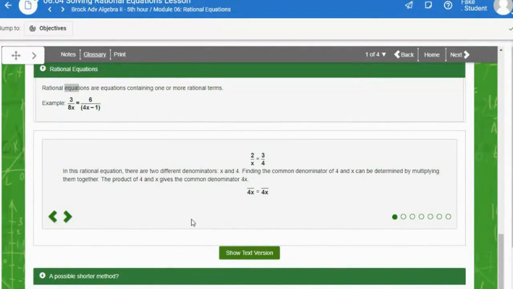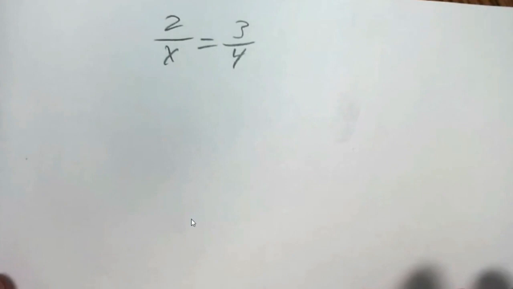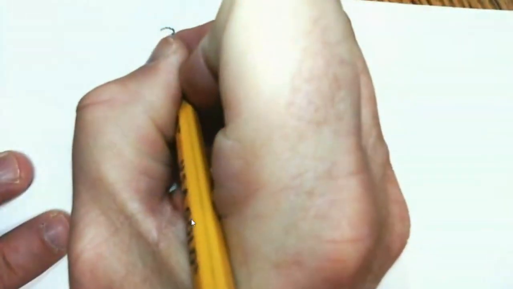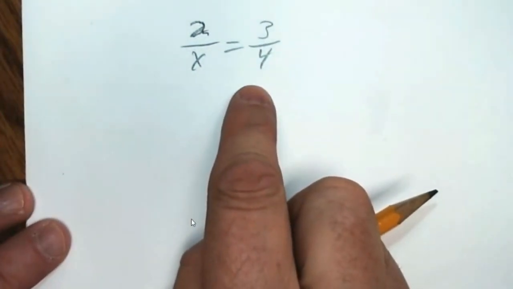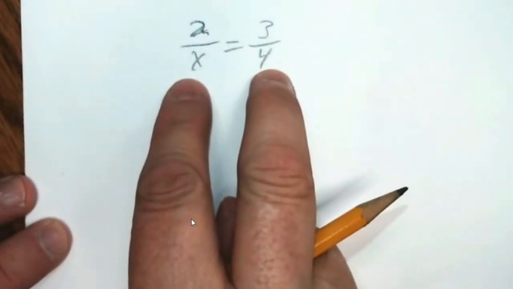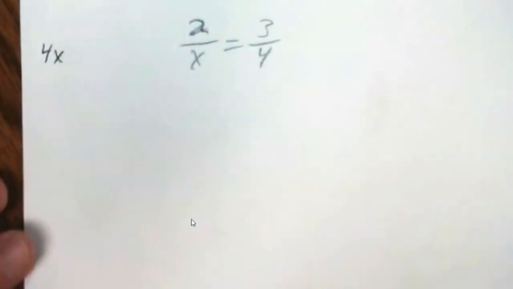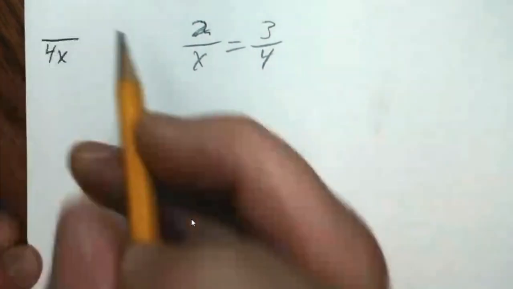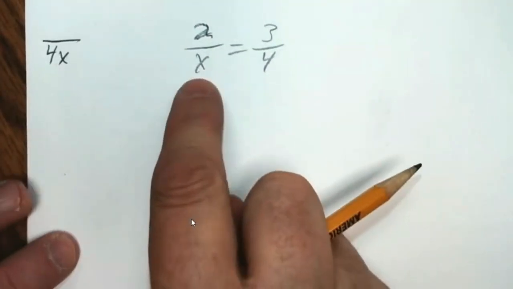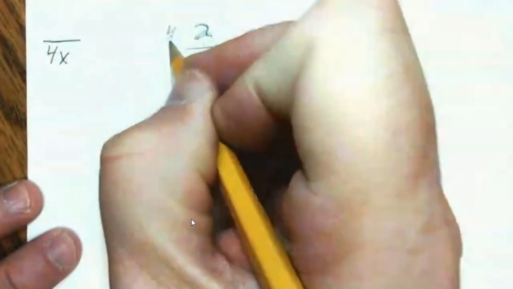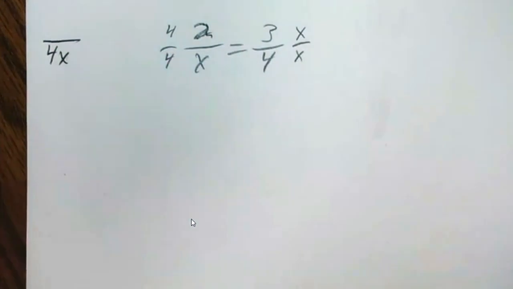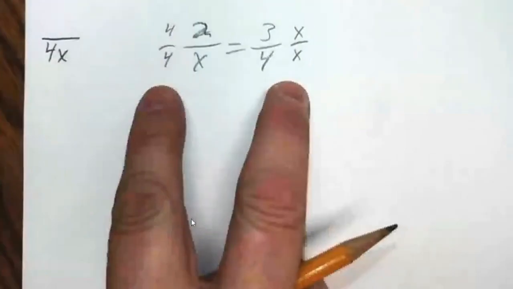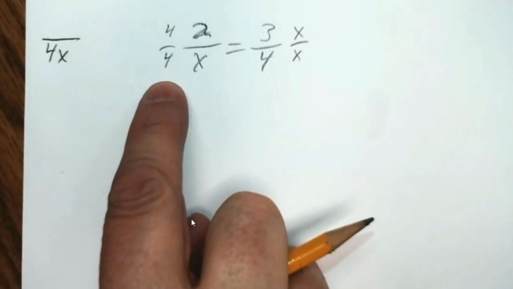Okay, so when we are finding a solution to a rational equation, we have to have the same denominator. So what would the common denominator be between x and 4? Well, 4x would be the common denominator, right? That includes both. So on this side, we have to multiply by 4 over 4. On this side, we have to multiply by x over x. Now, what are we multiplying by? We're multiplying by 1. Right? 4 over 4 is 1.